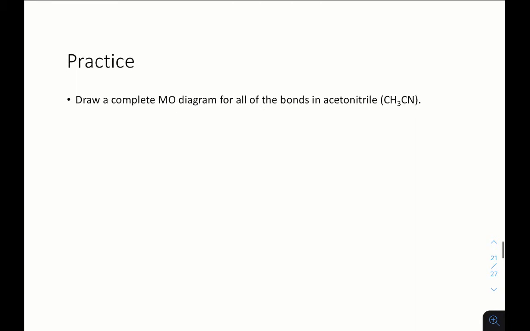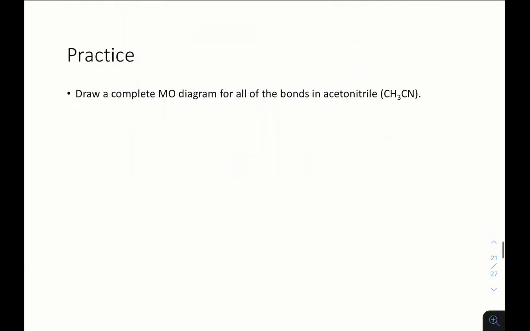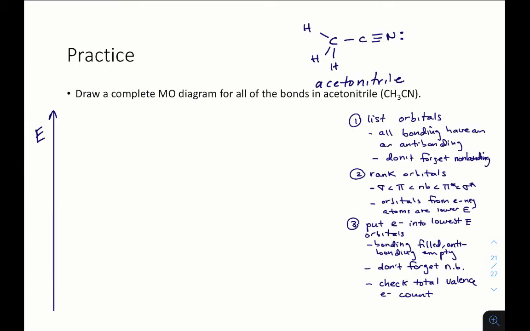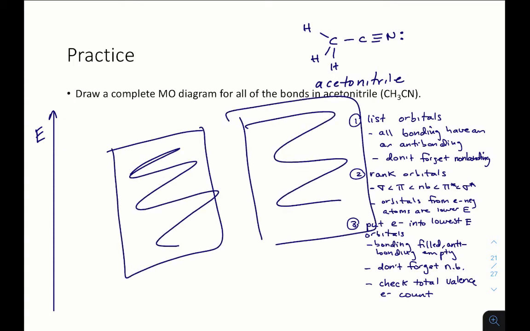This time we'll draw a complete molecular orbital diagram for all of the bonds in acetonitrile. If you'd like, pause and draw the structure of acetonitrile. I'm about to draw it for you. Here is the structure of acetonitrile and our steps for writing a complete molecular orbital diagram. Please, for sure now, even if you didn't pause before, pause and try this exercise.